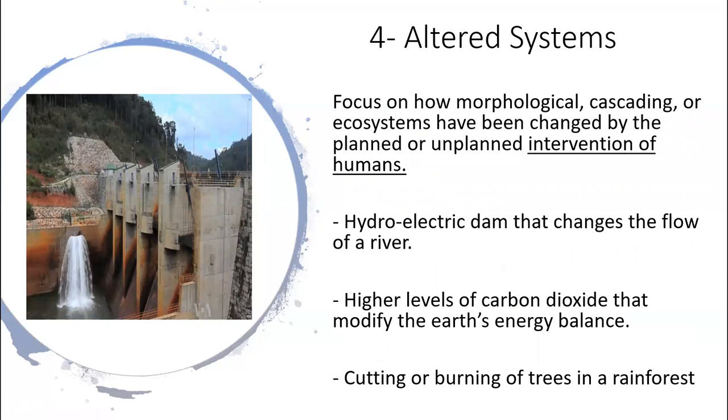Altered system. This focuses on how morphological, cascading, and ecosystems have been changed by the planned or unplanned intervention of humans. So a hydroelectric dam changes the flow of a river, like you have here.